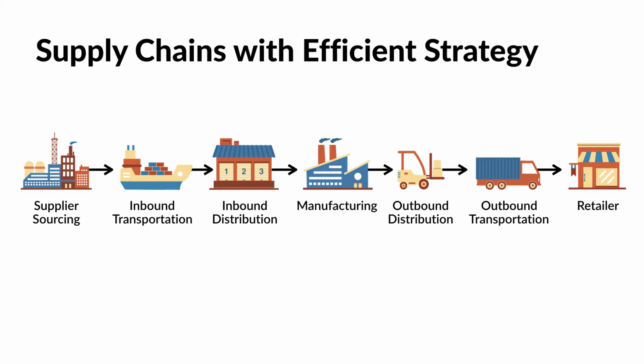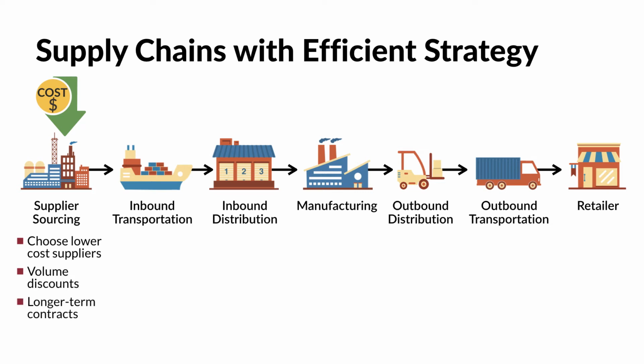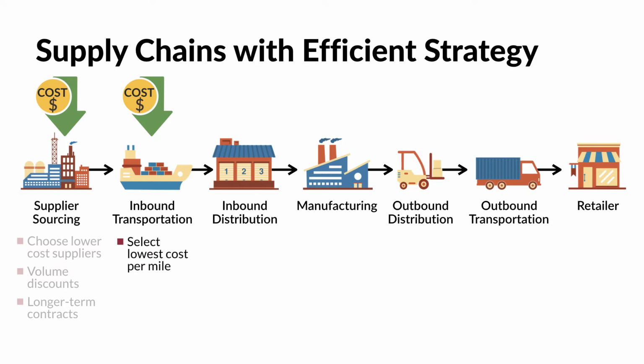However, with an efficient supply chain strategy, every one of these functional areas has an intense focus on driving down the cost per unit. That typically means that sourcing will select low-cost suppliers and negotiate further large volume discounts for buying in bulk or committing to longer-term contractual arrangements with higher volume commitments. Likewise, inbound transportation will focus on selecting carriers that provide the lowest cost per mile rate and then further reduce transportation costs by only sending full shipments.